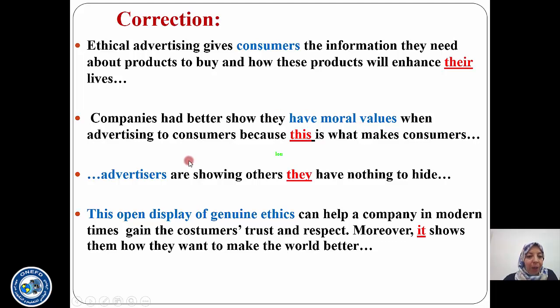Okay, the next one. Advertisers are showing others they have nothing to hide. Who are they? Who has nothing to hide? Of course, these are the advertisers. In the last one, this open display of genuine ethics can help a company in modern times gain the customer's trust and respect. Moreover, it shows them how they want to make the world better. What shows that they want to make the world better? It is, of course, this open display of genuine ethics. Okay? So this is all for comprehension.